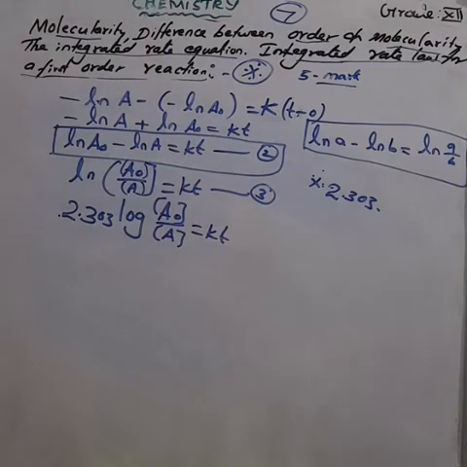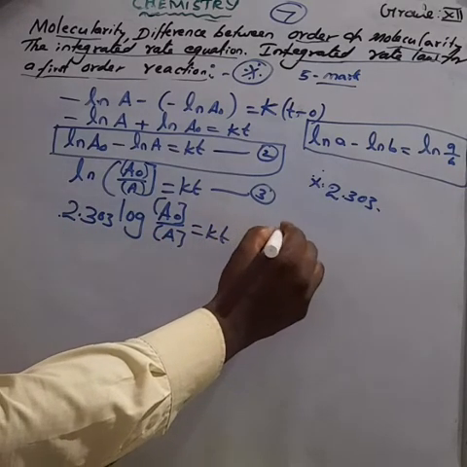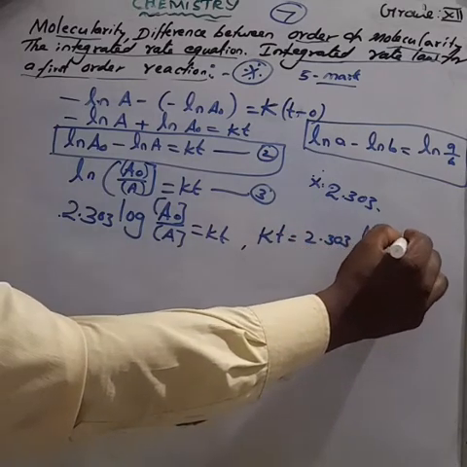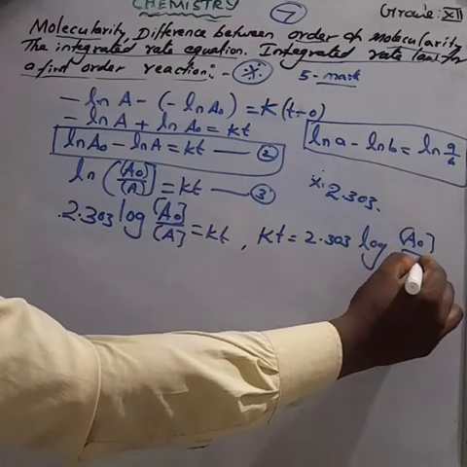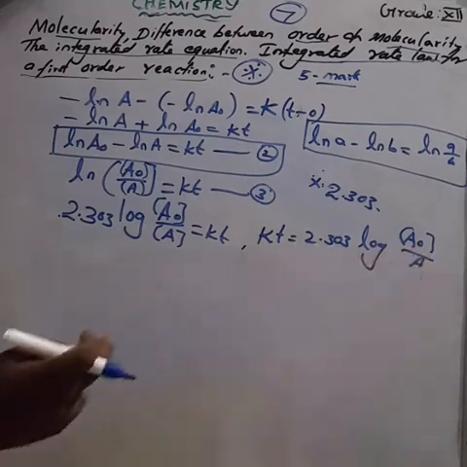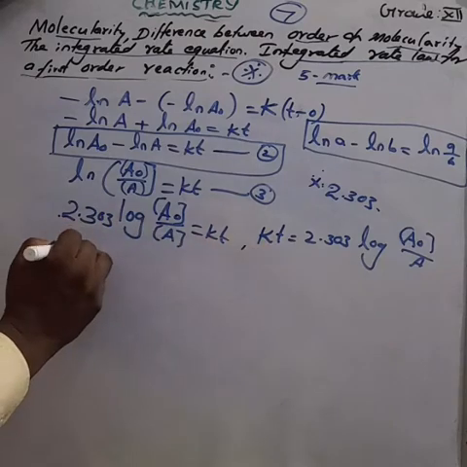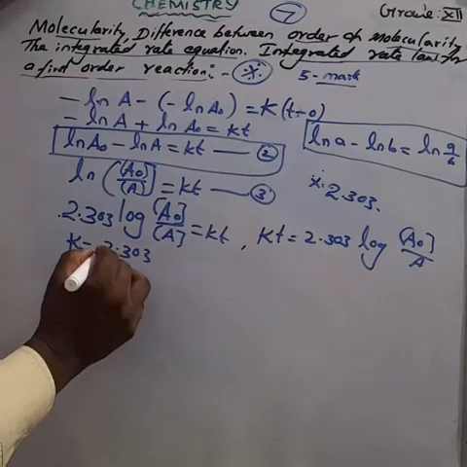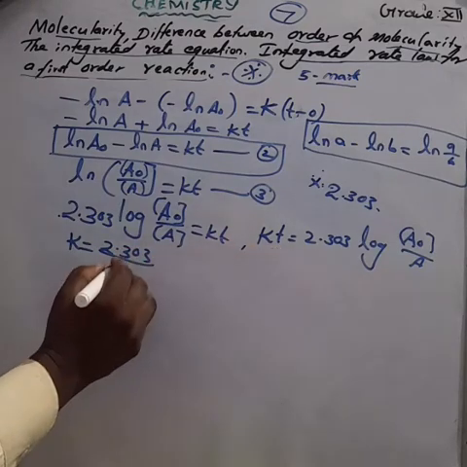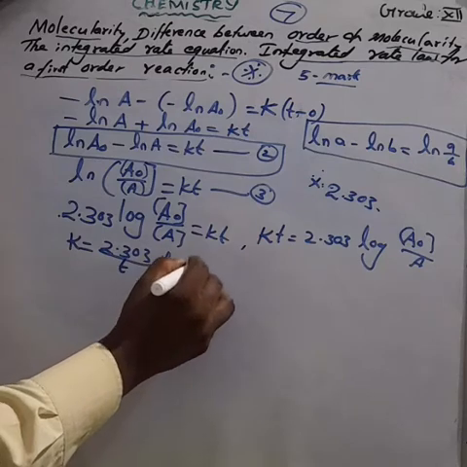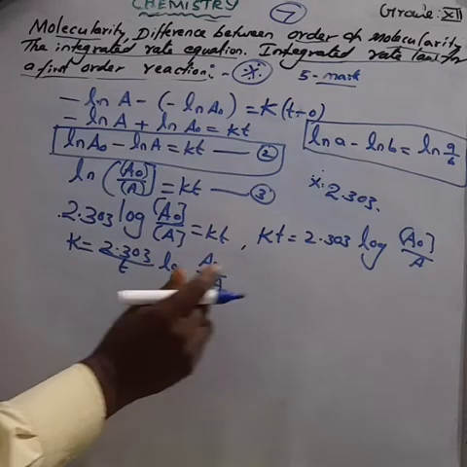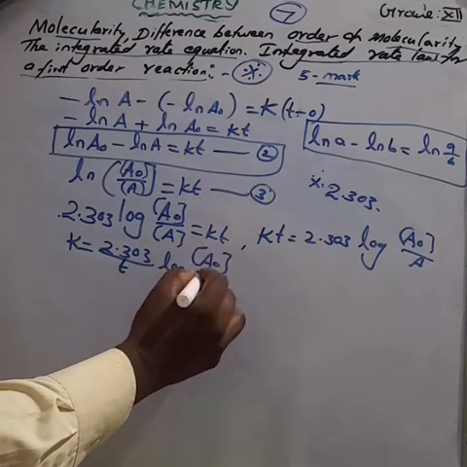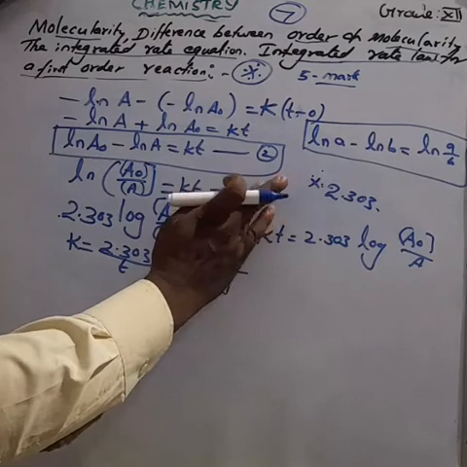Otherwise, we can write KT is equal to 2.303 log A naught divided by A. From this, I am taking K. K is equal to 2.303 divided by T, log of the concentration of A naught divided by A. Equation number 3. So, one of the very important equations.